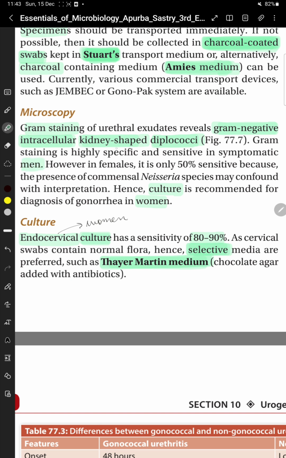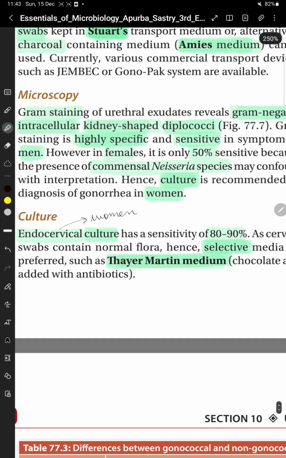For men, gram staining is highly specific and sensitive, but for females, it is only 50% sensitive. So, for women, culture is recommended for the diagnosis, because of the presence of commensal Neisseria species.